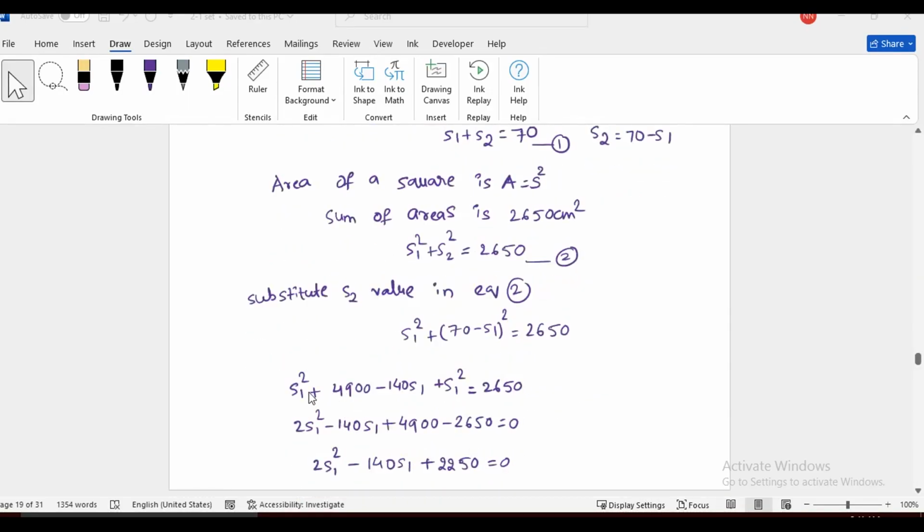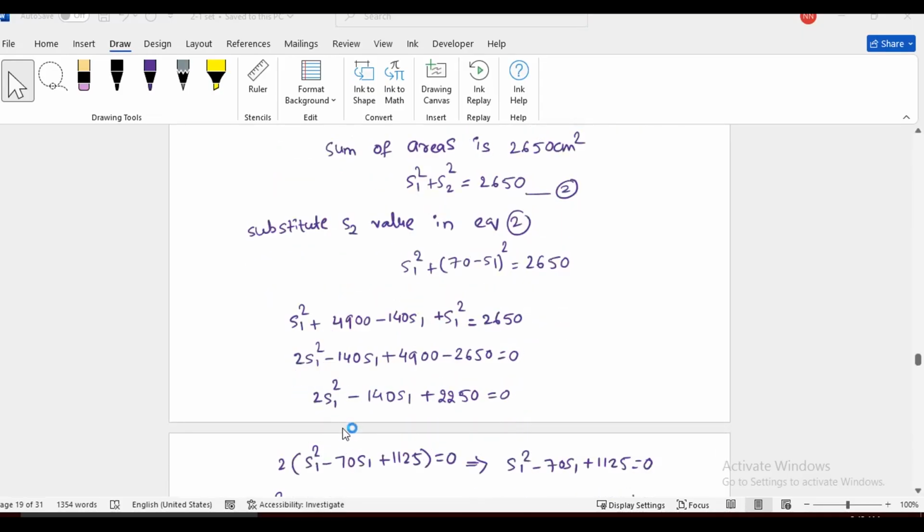2650. Expand (70 minus S1) whole square, this is the (a minus b) whole square formula, that is 4900 minus 140 S1 plus S1 square is equal to 2650. Here we have S1 square and S1 square, so that is 2 S1 square minus 140 S1 plus 4900 minus 2650 is equal to 0. 2 S1 square minus 140 S1. If you subtract, you get 2250 is equal to 0.